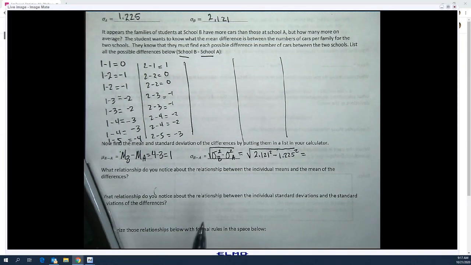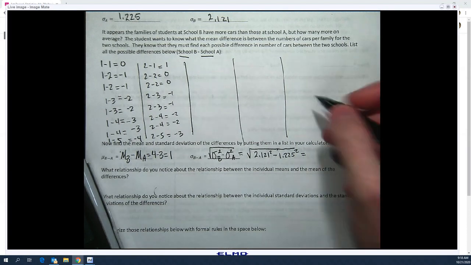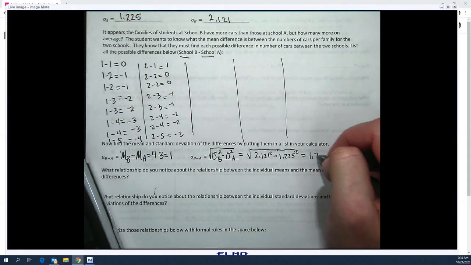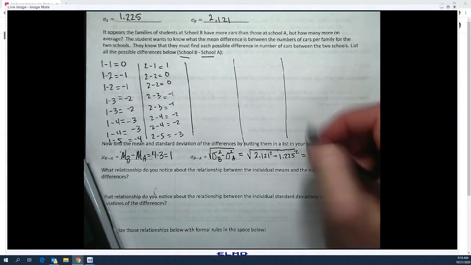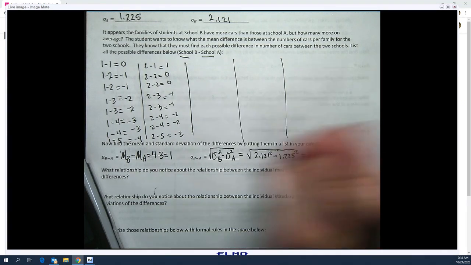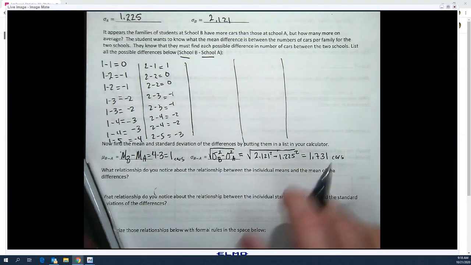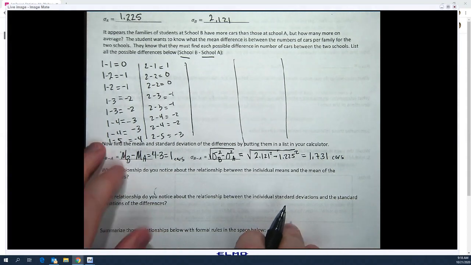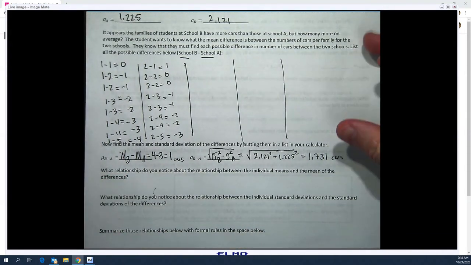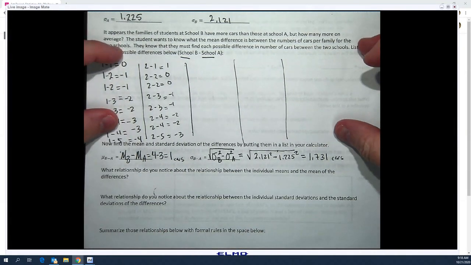So let's go to this, second square root, 2.121 squared minus 1.225 squared. 1.731. And so the whole point of doing this is to show you really don't have to do it.